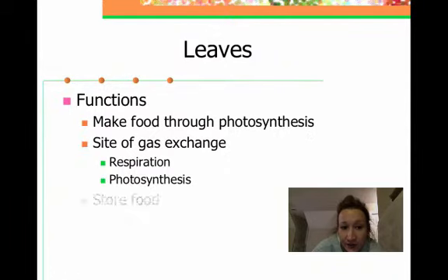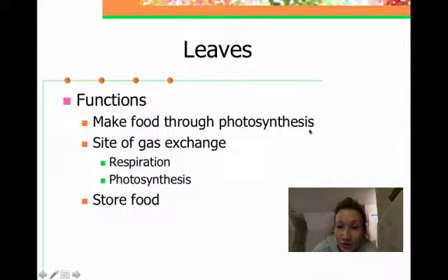Alright. The leaves have some pretty important functions. Their main function is to make food, and that's going to be through photosynthesis. That's a long word that just means they make their own food using sunlight and water and gases. The leaves are also the site of gas exchange, and the gas gets exchanged in 2 different ways. Respiration, which is how the plants breathe. Basically, they release oxygen and take in carbon dioxide, and they also release those 2 things and consume those things in photosynthesis. The leaves are also a place where food is stored before it is moved.